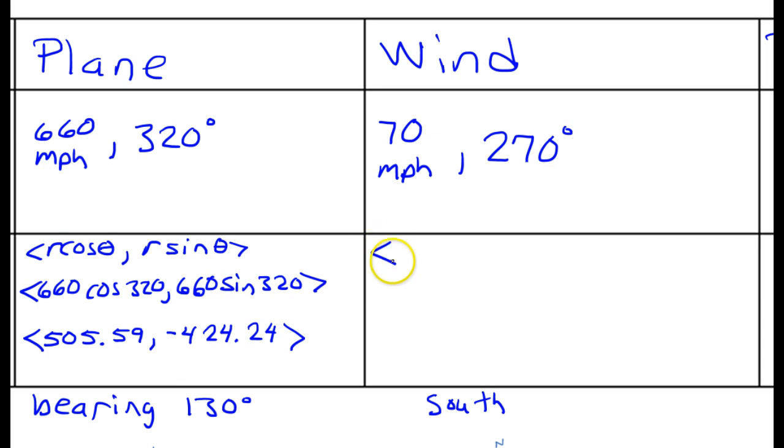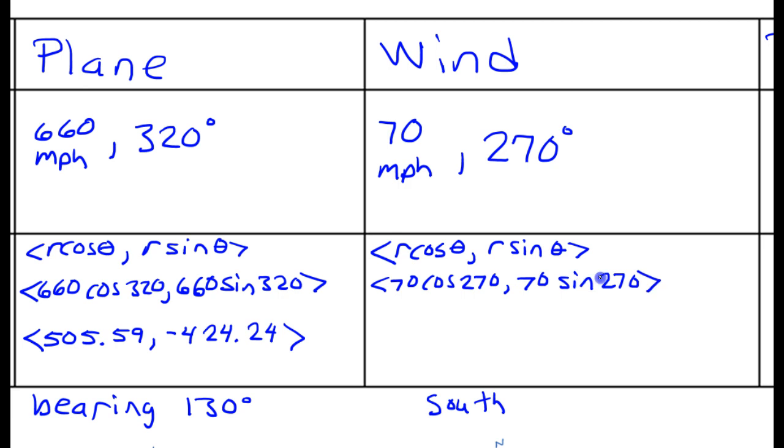Again, we can convert from magnitude and direction to component form using the little formula r cosine theta, comma, r sine theta. So for the wind, that's going to be 70 cosine 270, comma, 70 sine 270. Just put that in your calculator.